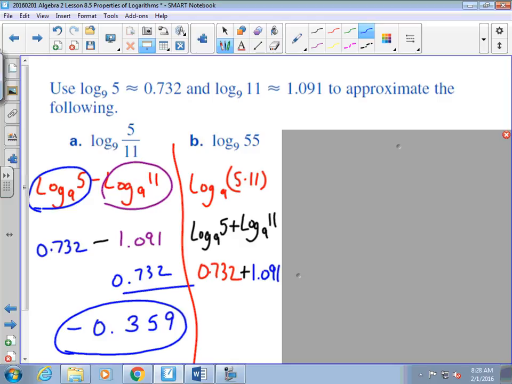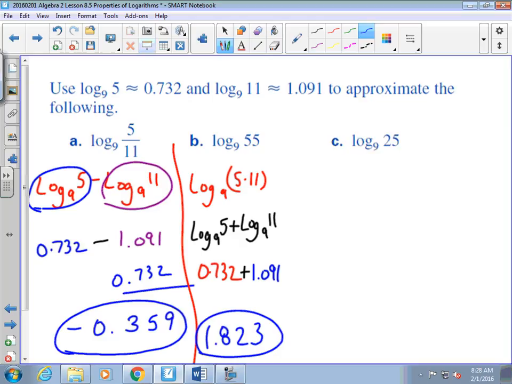So in the last problem, we subtracted them. In this one, we're adding them together. So 1 plus 2 is 3. 9 plus 3 is 12. Carry 1. 7 plus 0 plus 1 is 8. So you have 1.823 is your approximated answer for that one. And the last one, let's use the same approximations, and let's simplify log base 9 of 25.